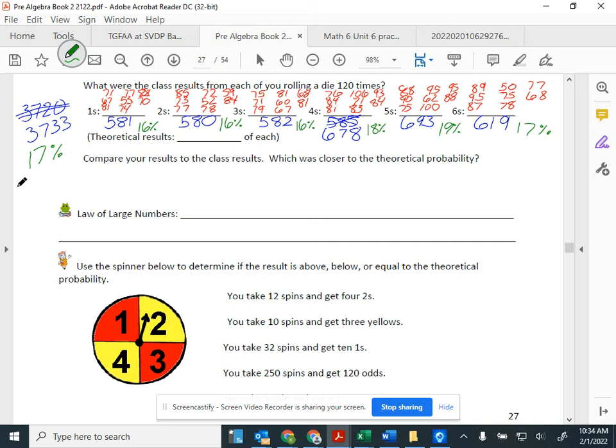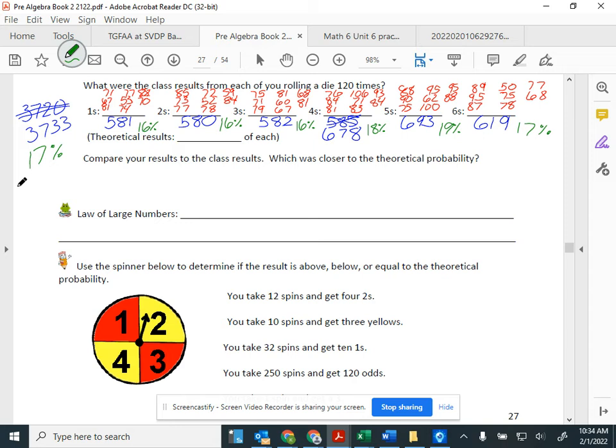The class experimental. Who else can tell me how they did in comparison with the class? Colin? I got 18%, 12%, 17%, 18%, 17%. So your last four were fairly similar, but those first two were way off. So our overall class was pretty steady being close to that 17%. We didn't have any outlier ones. So the class is closer than Colin's.